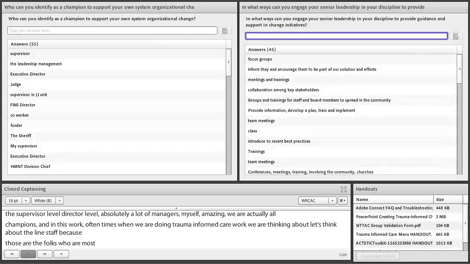And then for the second question here, in what ways can you engage your leadership? I see a lot of training, which is absolutely true. We'll talk a little bit more in the presentation about trainings and some strategies to help those be successful. But I also see things like team meetings, focus groups, conferences. Yeah, sharing data. It can be little things too, right?